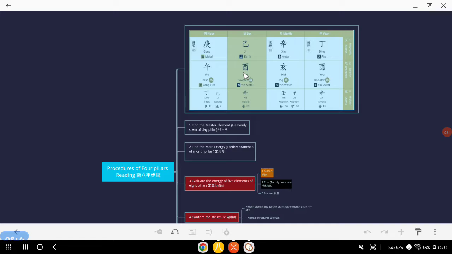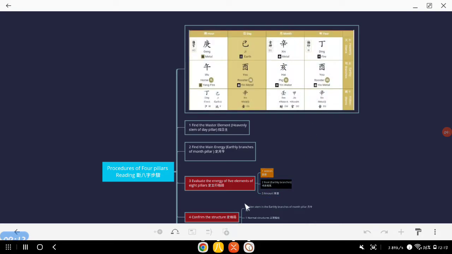So here, because the metal is in a weakened season, it still has a lot of energy because we have two roots here, and on the heavenly stem we have one metal. This is yin metal, and this is the young metal. So we can say that the energy of metal is the strongest in these four pillars. Okay.